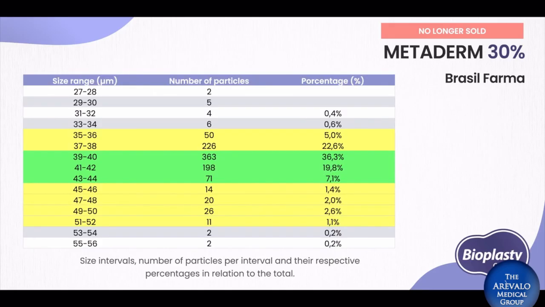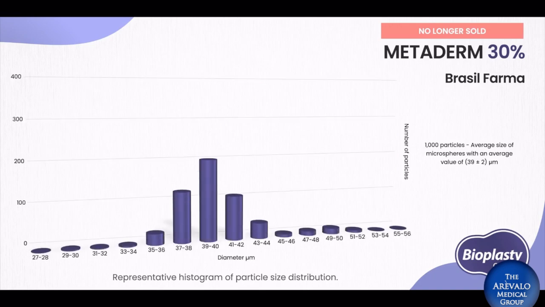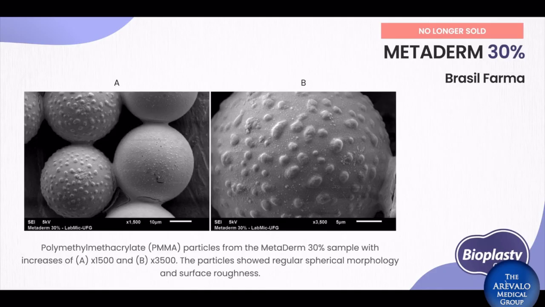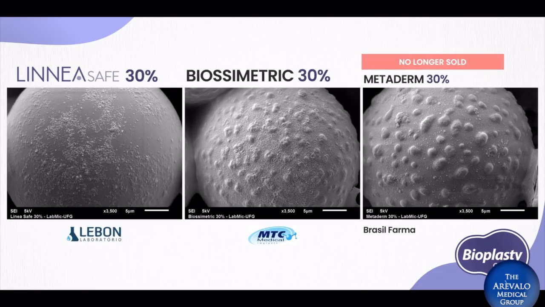Note the large variation in particle size, as well as the large amount of particles of non-ideal sizes. In this graph, we can better visualize the difference in the amount of particles of different sizes. Metaderm 30% particles showed regular spherical morphology and surface roughness. Now, notice the difference in roughness between the three products.